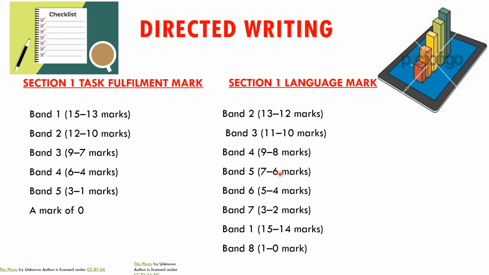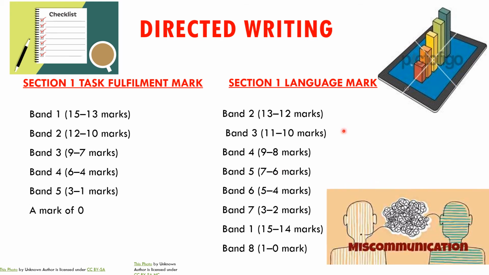Now here, for the language marks, you know that communication is really something very important, and miscommunication can cause something worse. So here the top band is band 1. Unfortunately, it has been placed here by mistake. Band 1 has 15 to 14 marks. Definitely, it will be a band where the script is flawless, where the language is at the top standard. There are no slips at all. Spelling, punctuation, grammar, everything is best.